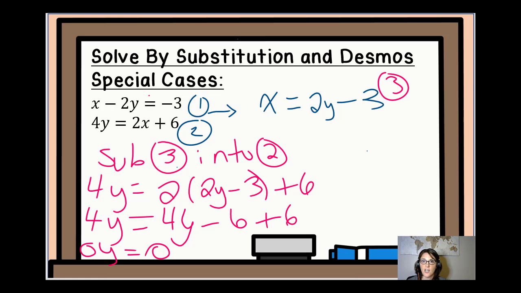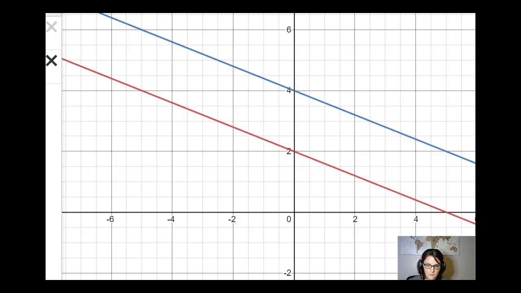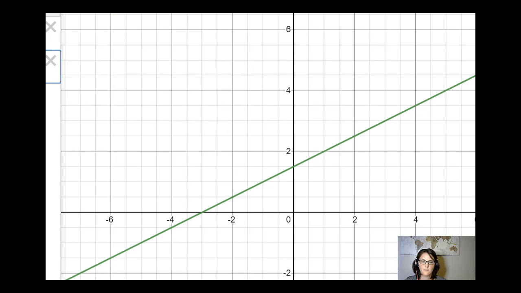And again, we can check using Desmos. If you want to go ahead and check using Desmos, please do so now. Okay, so I've typed the two equations into Desmos, and they are in fact one on top of the other. So they're called collinear.